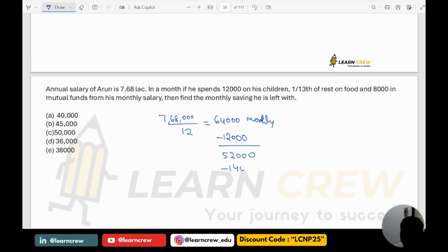The remaining is 52,000. On 52,000, 1 by 13. 1 by 13 means how much? It is 4,000. And 8,000 in mutual funds. So 52,000 minus 12,000, the remaining is 40,000.